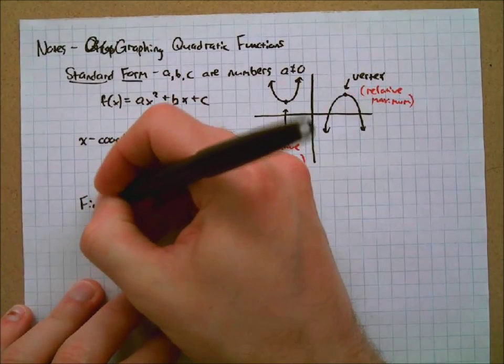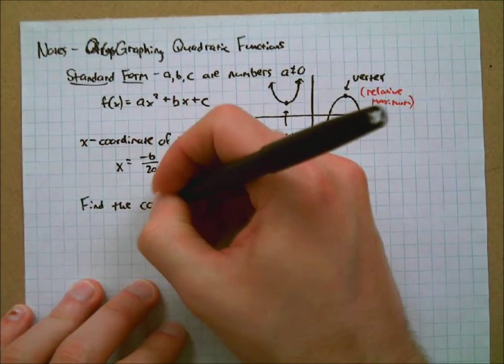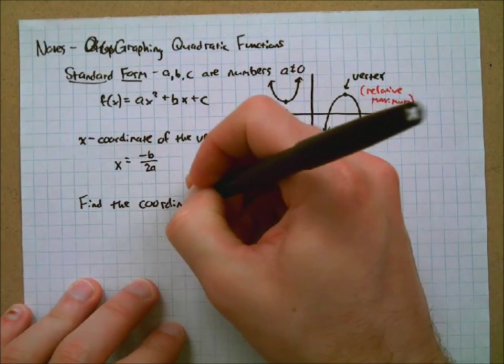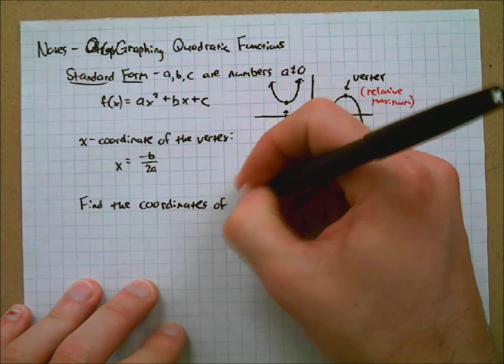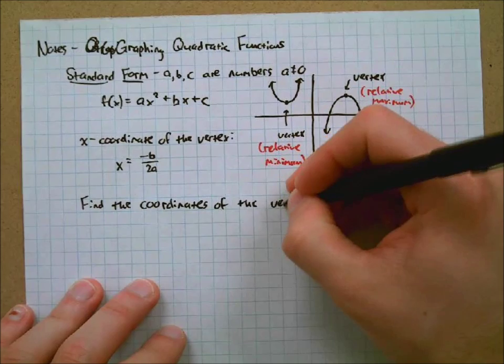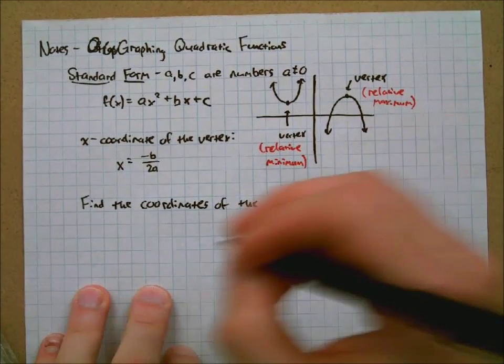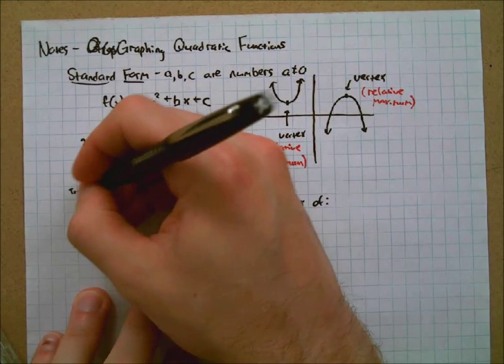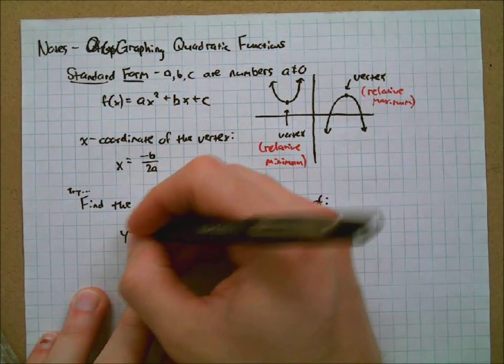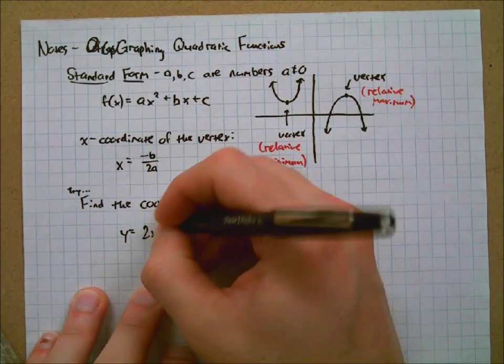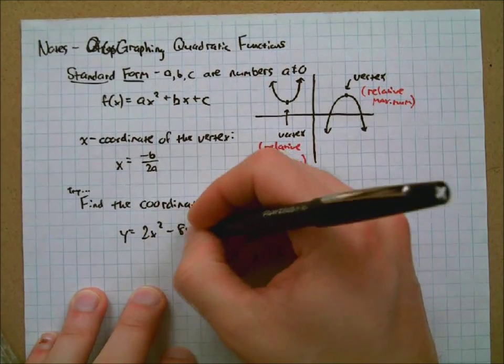Okay, so let's have you guys find the coordinates of the vertex of, I'm just going to have you try this one. I think you should be okay without me going through it, right? So 2x squared minus 8x plus 6.